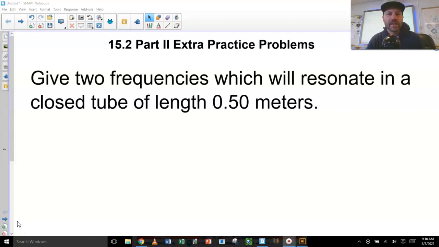I've entitled it Extra Practice Problems. What I'm going to do is go through 4 more problems. These open and closed tube problems, in my opinion, are the most difficult conceptual thing that we face in all of physics. So I wanted to just give a second round to show people what I do, how I solve this.